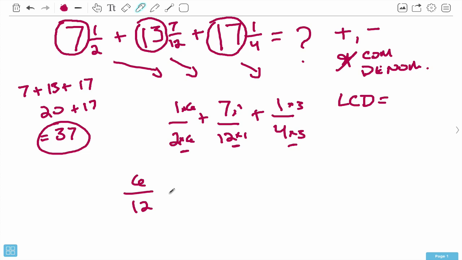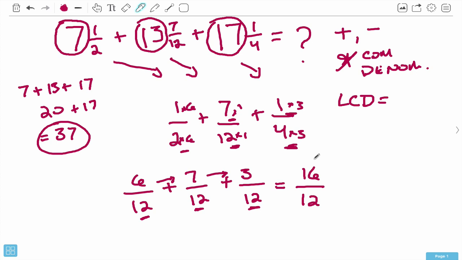plus 7 over 12, 7 times 1 right here, 12 times 1 right here. So you have 7 over 12 plus 1 times 3 is 3. 4 times 3 is 12. See what I did there? So now we have the common denominator for all of them. So now all we're going to do is add across the top. So we're going to add 6 and 7, 7 and 3. So 7 and 3 is 10 plus 6 equals 16 over 12.